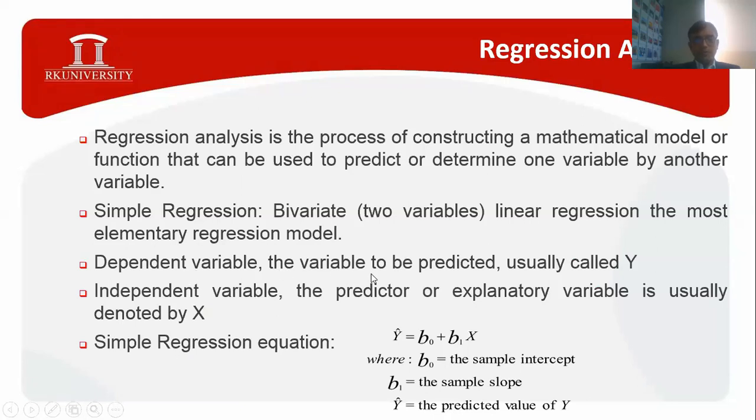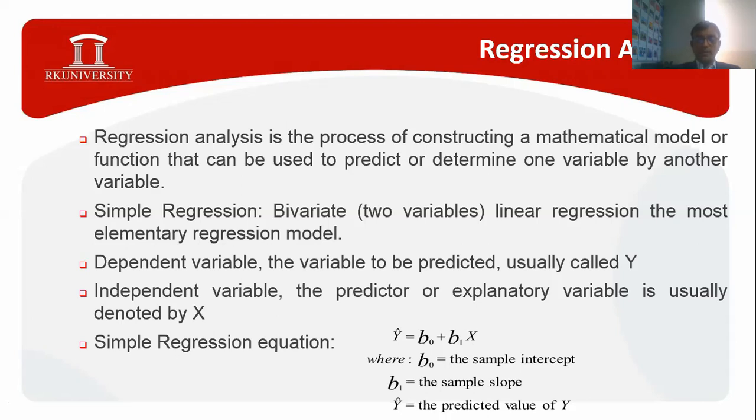Generally, the dependent variable is the variable that has to be predicted and it is denoted by y. The independent variable, which is also called the predictor or explanatory variable, is generally denoted by x. And the simple regression equation looks like y cap, that means the predicted value of y, the dependent variable, is equal to b0, which is the sample intercept or constant, plus b1 into x, where x is the independent variable and b1 is the sample slope of x or coefficient of x, right?